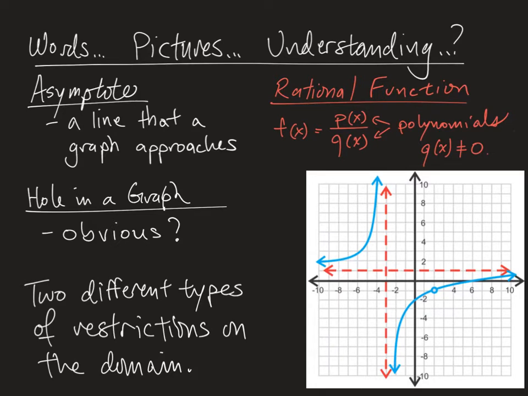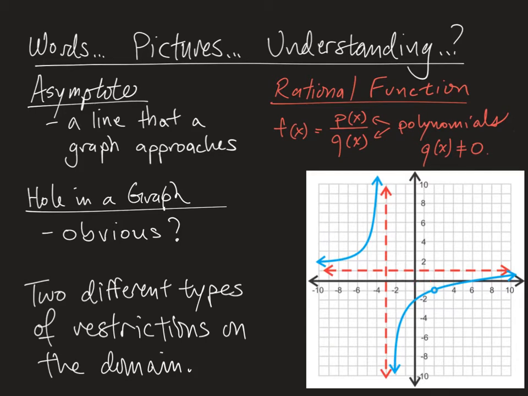A hole in the graph, I'm going to say, is relatively obvious. It's right here. This is a hole in the graph. We're going to talk more about that a little bit later. But the restrictions on the domain are holes in graphs and vertical asymptotes. So this particular vertical asymptote here has an equation of x equals -3. The hole in this graph has an x value of +2.